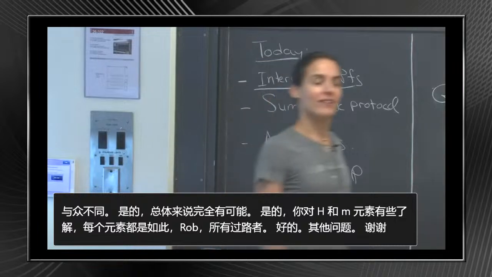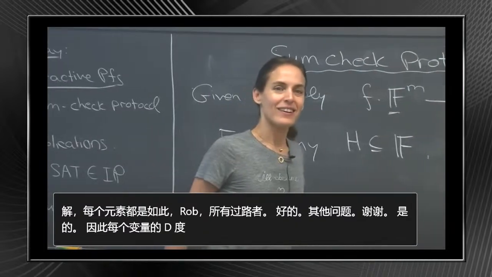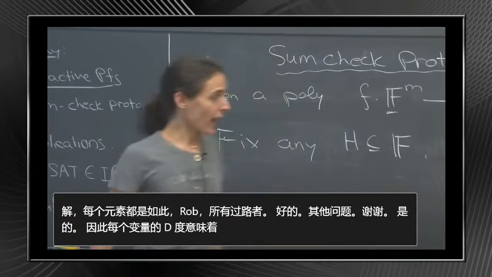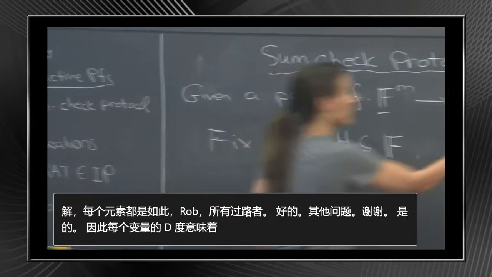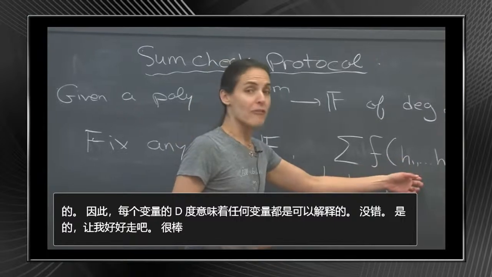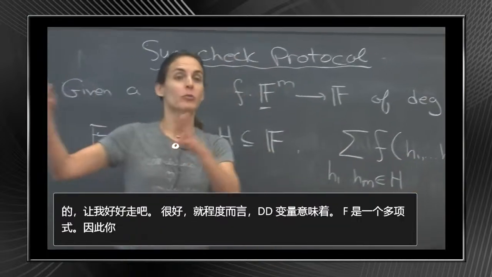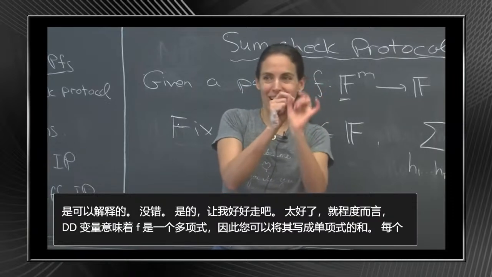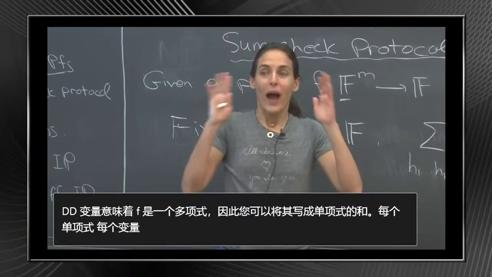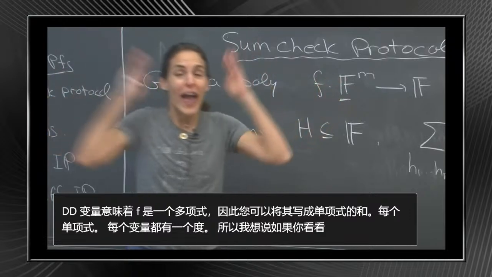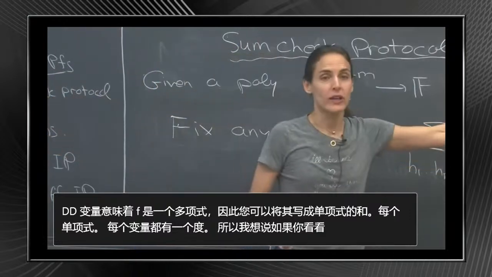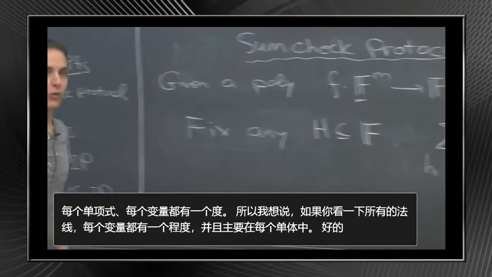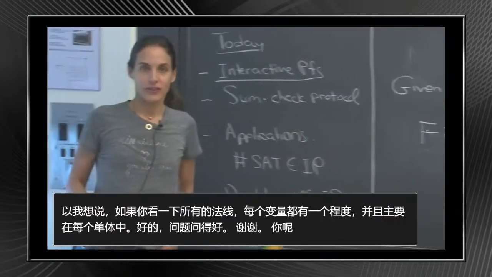Thank you, yes? So degree d in each variable just means any variable's exponent is at most d. Exactly, great. So degree d in each variable means f is a polynomial, so you can write it as the sum of monomials. Each monomial, each variable has a degree. If you look at all the monomials, each variable has a degree at most d in each of the monomials. Okay, great questions, thank you. Any other questions?